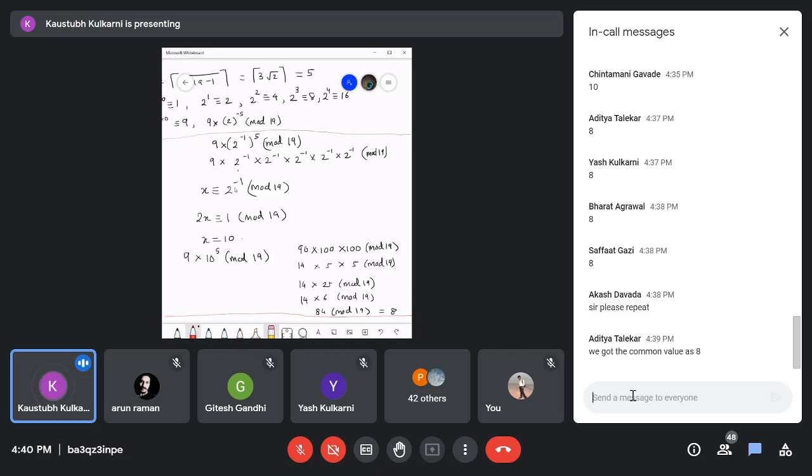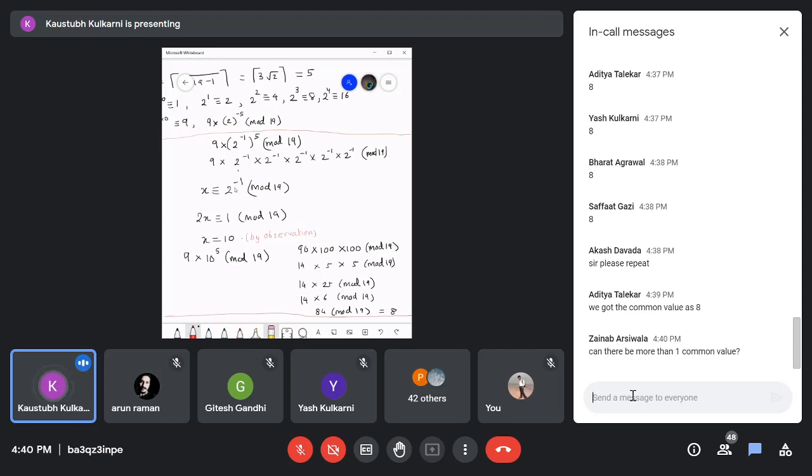So 2 raised to minus 1 mod 19, if I want to calculate, let's say x is congruent to 2 raised to minus 1 mod 19. This is the same as finding the multiplicative inverse of 2 mod 19. Multiplying by 2 on both sides, 2x is congruent to 2 raised to minus 1 into 2, which becomes 1. That became 2x is congruent to 1 mod 19. We are finding the multiplicative inverse of 2 mod 19. x is 10. Now this we found by observation.